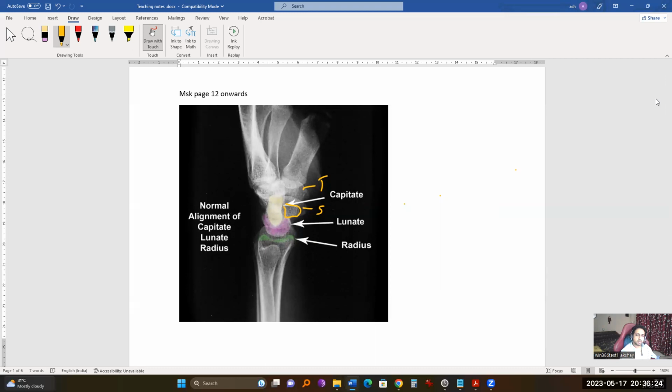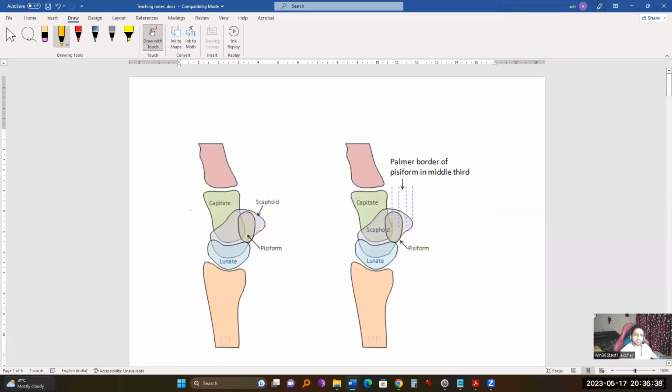Now, one very important thing is how to know if a lateral X-ray of the wrist is a true lateral. That is very important. So here what you need to look at is the palmar cortex. This is the palmar side, or the anterior or the volar side, and this is the dorsal side or the posterior side.